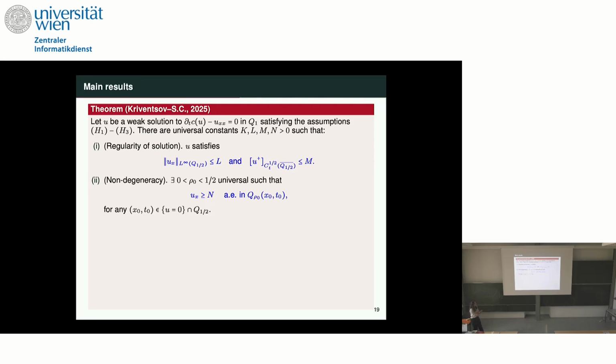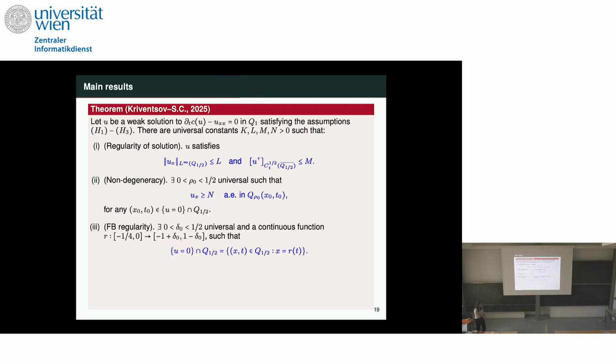And then finally, let's say that the main part of the theorem is the free boundary regularity. So for future times, by the way, Q1 here is just the unit rectangle, and Q1 half is half of it, a little bit more in the interior. The free boundary is given by the graph of this function.